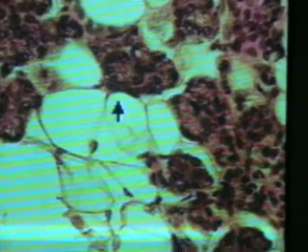All right, let's look at the submandibular gland. That's number 64.